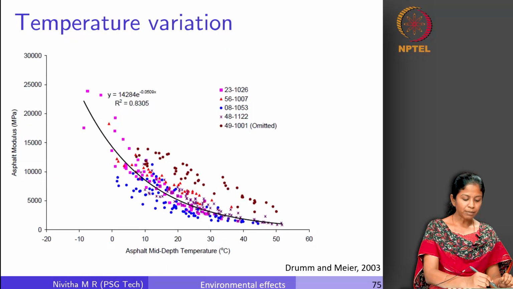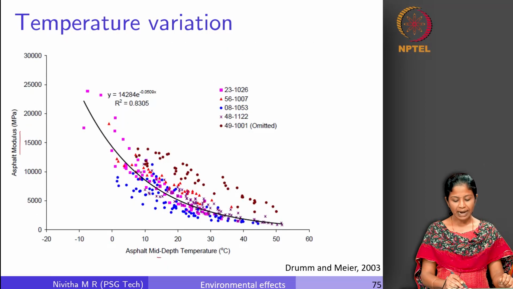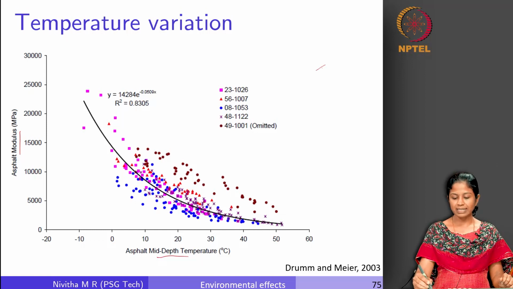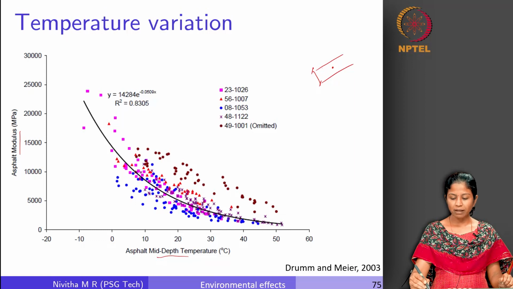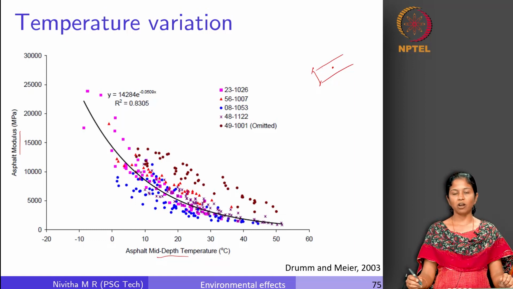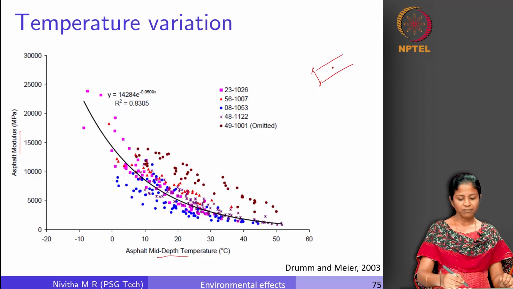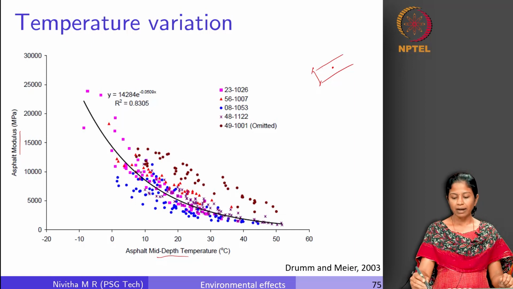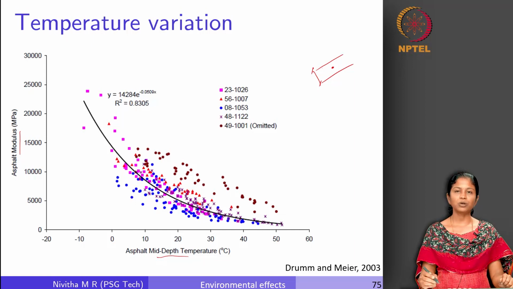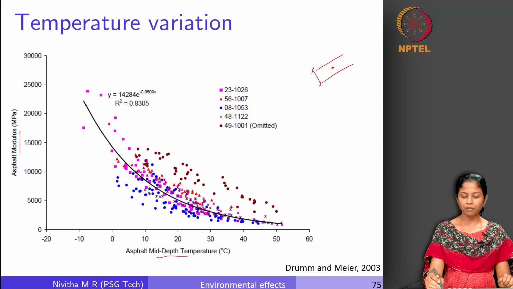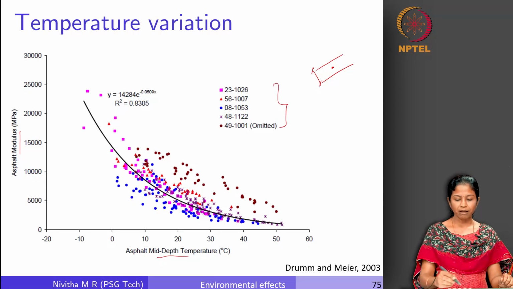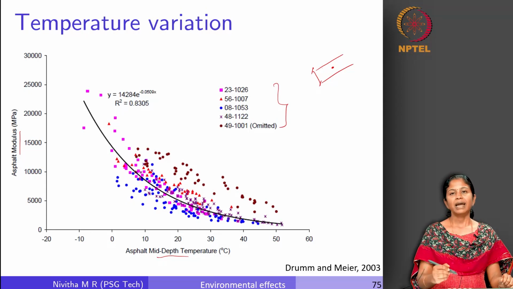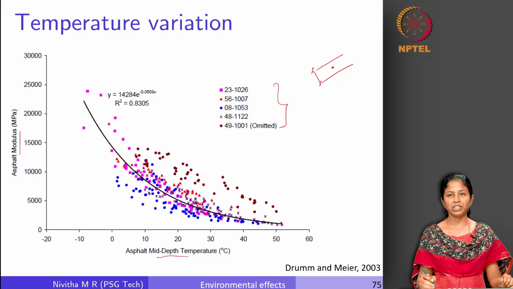Similarly, the dynamic modulus variation at the mid depth temperature. So let us say that we have a particular depth of the pavement. At the mid depth the temperature is recorded and the variation in modulus at this particular mid depth is also calculated. So you can see for different locations here they have plotted. Each of these colors indicates one particular location in the highway.